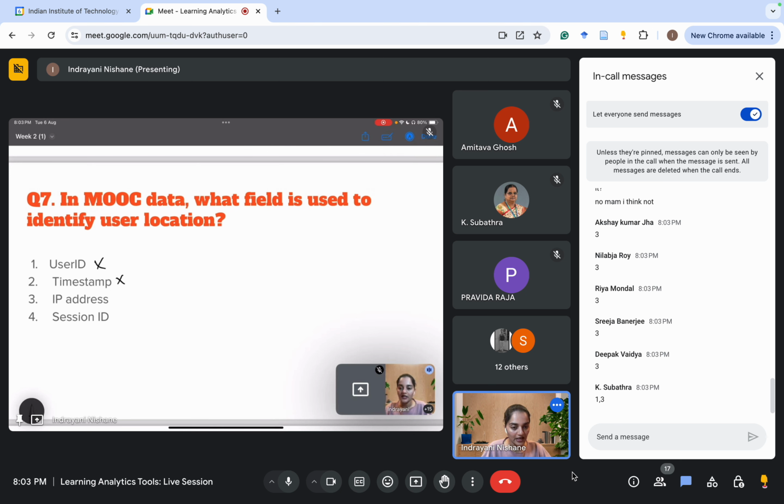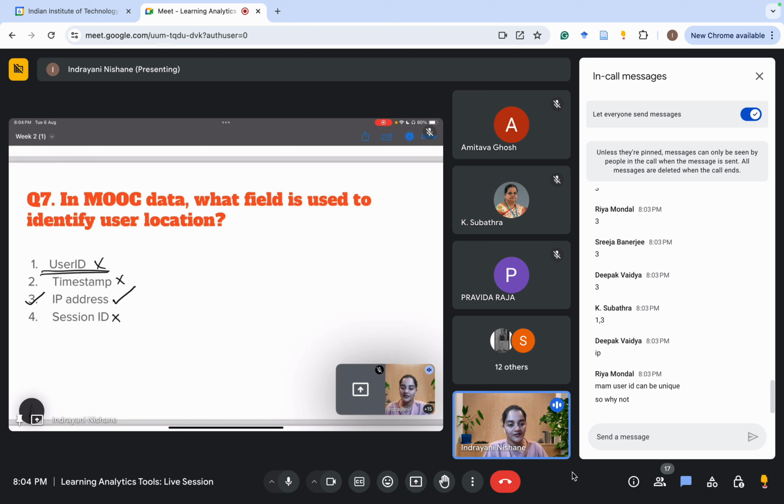IP address, yes, is possible. IP address can help us in deducing the location of a particular user. Session ID, no, because every session you can do from different places. I see one confusion between option 1 and 3. User ID will not give us information about their location, because user ID is mostly like a roll number. Every one of us does not get a roll number based on what our native place is.